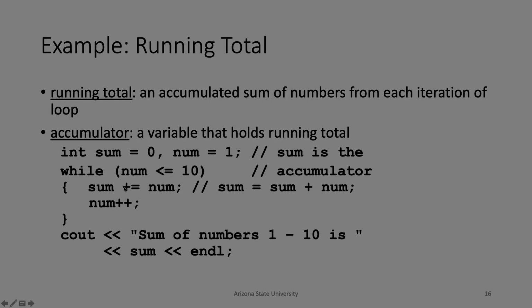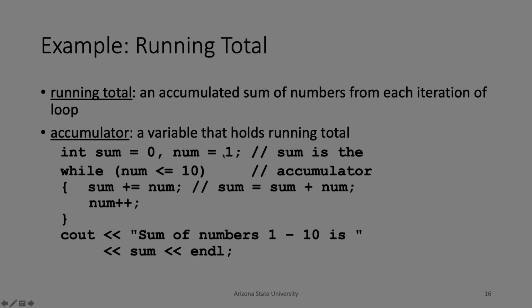So this line right here is adding the value of the counter variable onto the current sum, and then we add 1 onto num at each point in the computation. So once we get to 10, we add 10. Num is incremented to 11. And then we go through and we see, oh, the condition's false now, so we exit the loop.